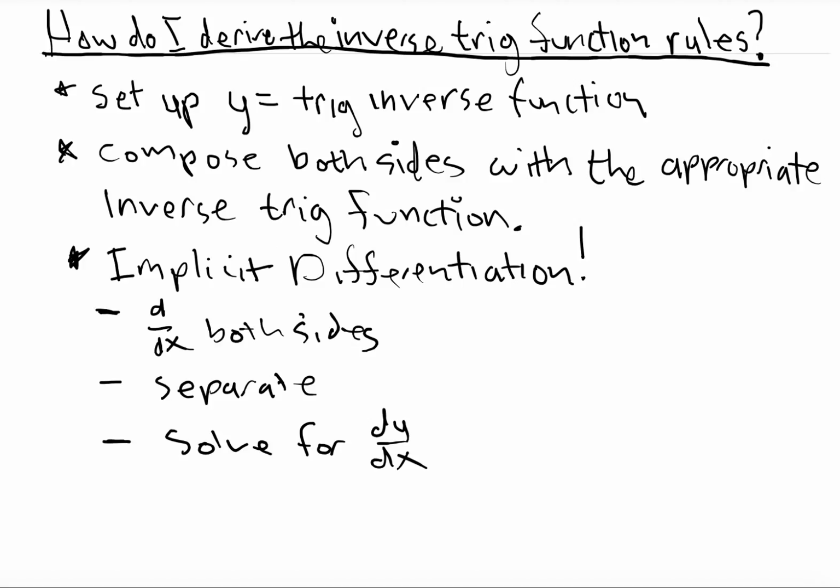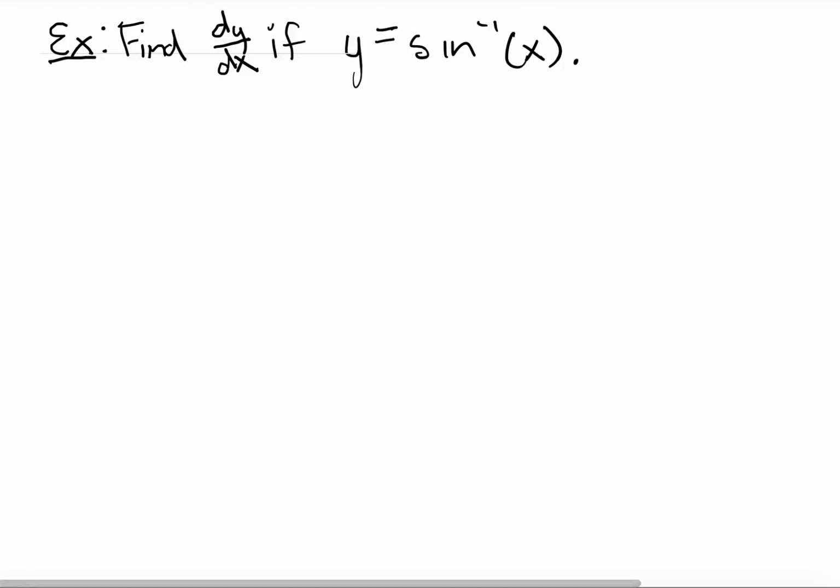Now, as a recap, this was our last section, hopefully. We're going to derive both sides, separate your dy dx terms from your non-dy dx terms, and then solve for dy dx. You'll notice that if y started out as the trig inverse function that we want to derive, dy dx should give us its derivative. So let's actually try this for an example. I want you to find dy dx if y is the sine inverse function, or the arc sine function.